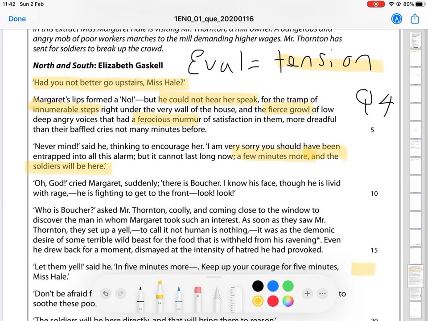Oh God, cried Margaret suddenly, there is Boucher, I know his face. Though he is livid with rage, he is fighting to get to the front. Look.